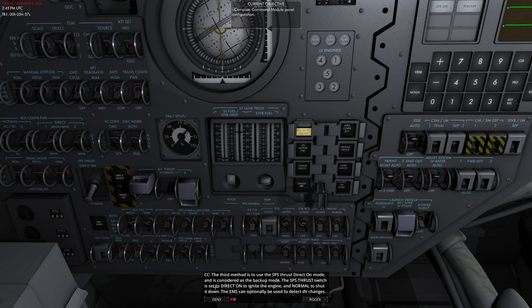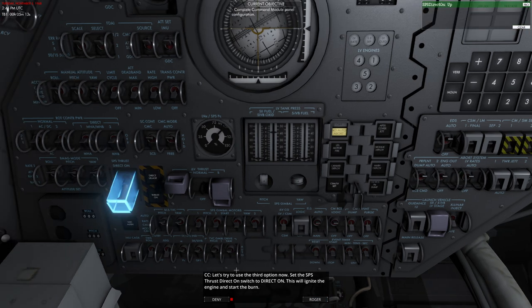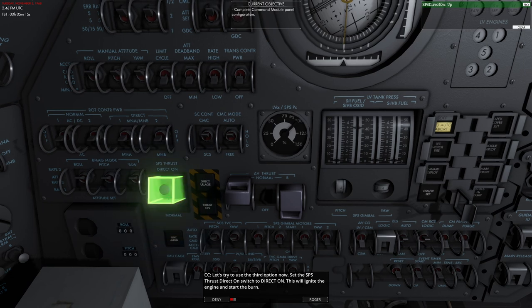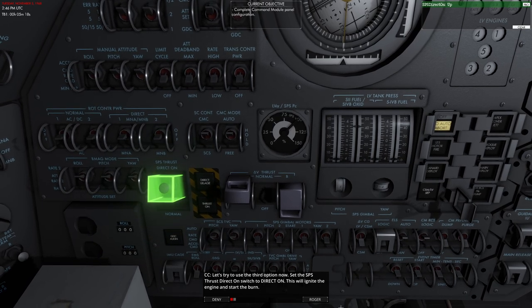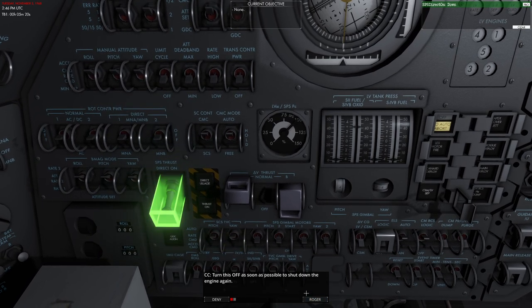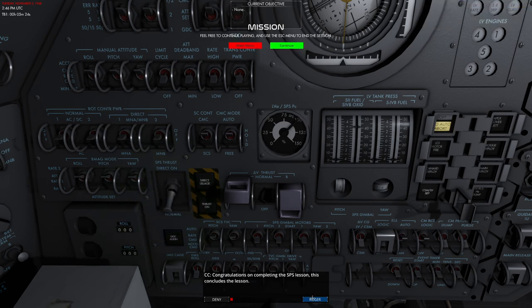The SPS thrust switch is set to DIRECT ON to ignite the engine and NORMAL to shut it down. The EMS can optionally be used to detect DV changes. Ooh, let's try it. Hee, it just turns it on. That is so unscientific. I love that.